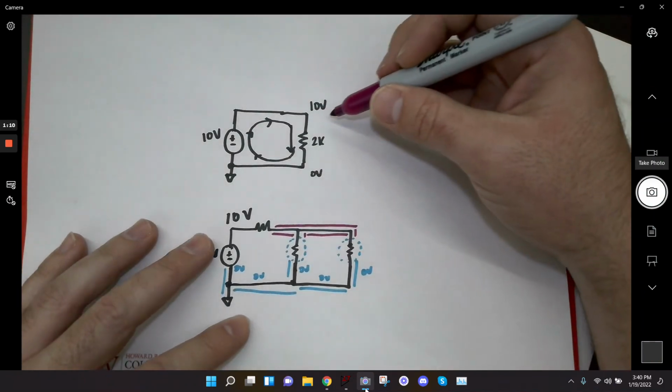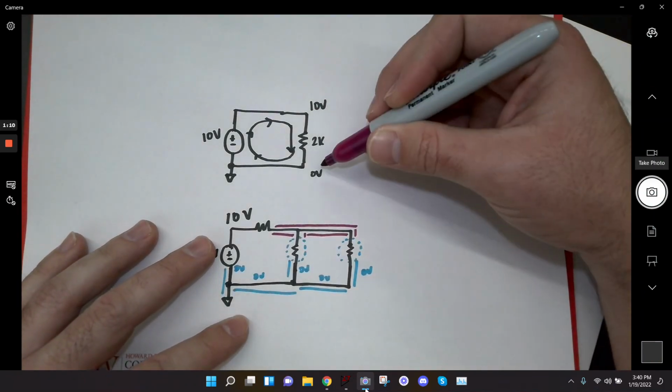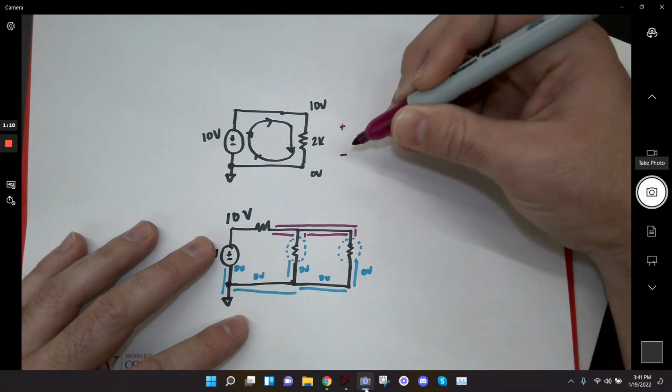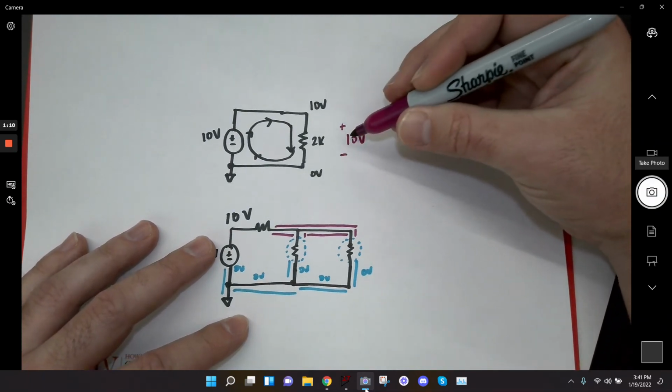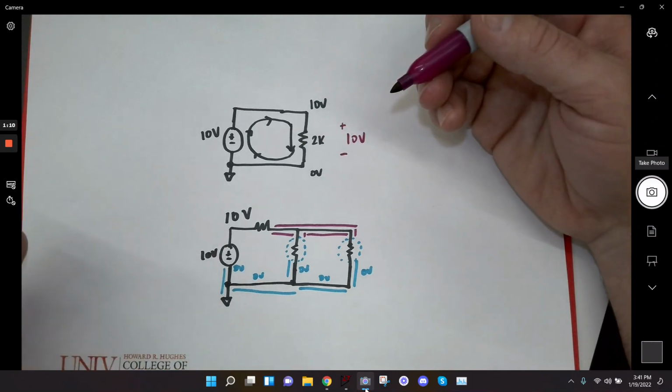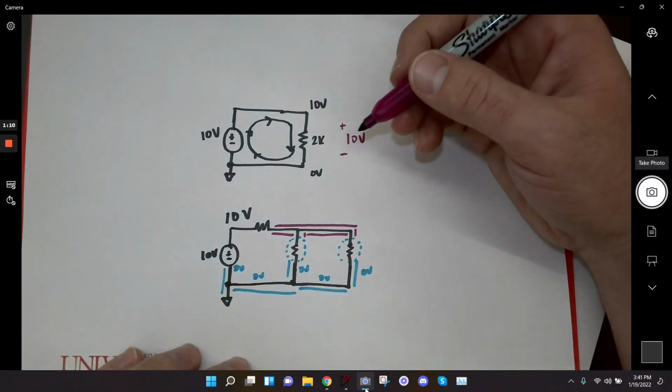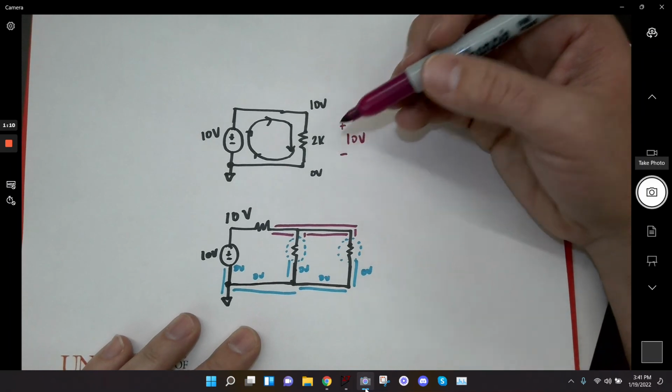So in this case, I had 10 volts here and I had 0 volts here. The way that you would say that is that there was a 10 volt voltage drop across this resistor. That's the terminology. That's the correct terminology. Only because there's a ground.